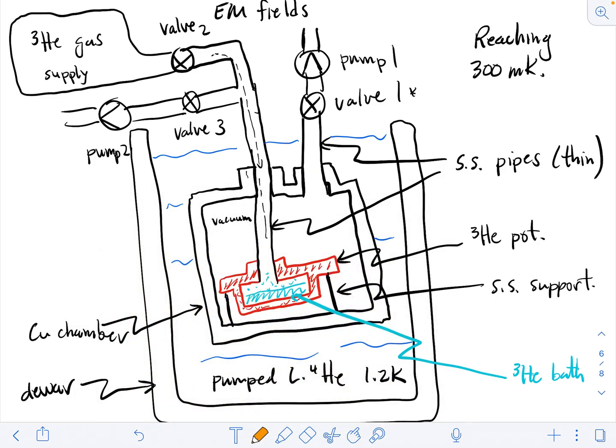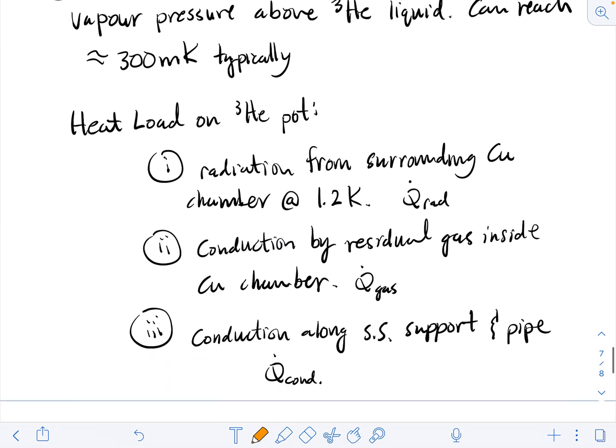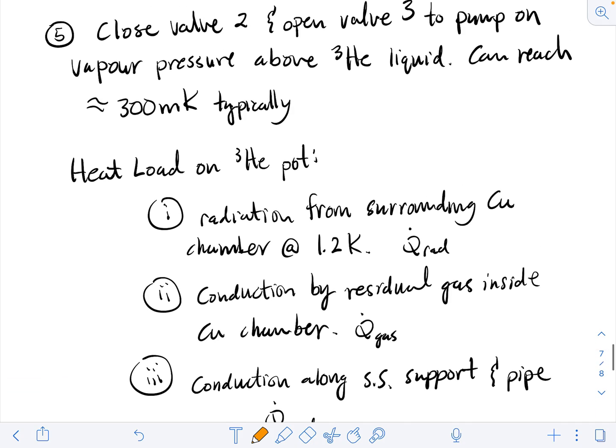And so if we label some of these things, these are all Q dot conduction. Okay, let's do the radiation one. So here's 1.2 Kelvin, and there's Q dot radiation. And if there's some gas in here, let's put some residual gas particles, then what we could have is Q dot from the gas. And so we would take that total heat load on our pumped helium-3 bath, and the base temperature is going to be determined by that heat load balanced against the cooling power of the bath determined by the evaporation rate.